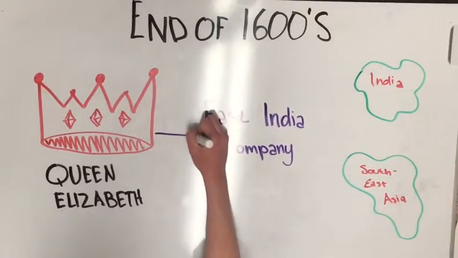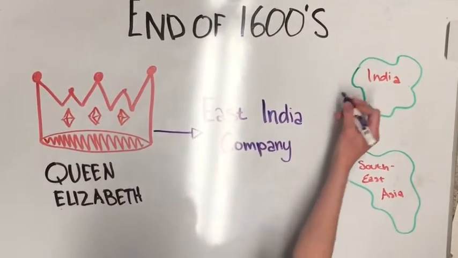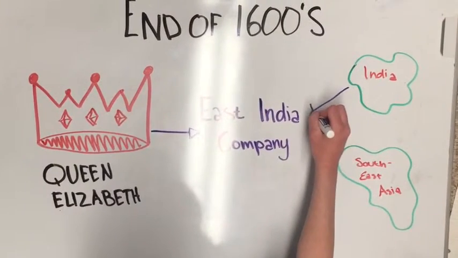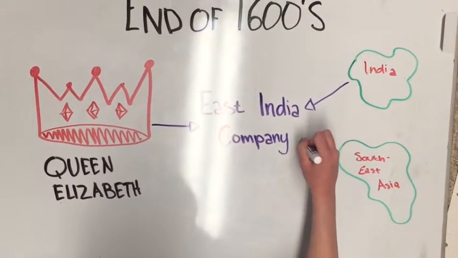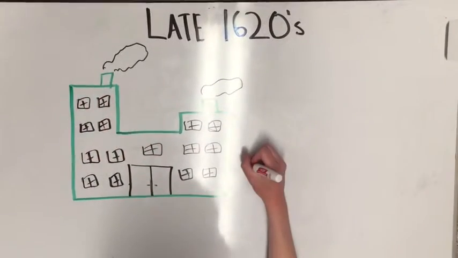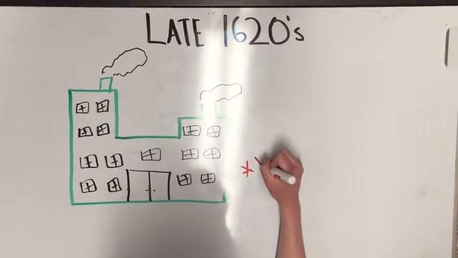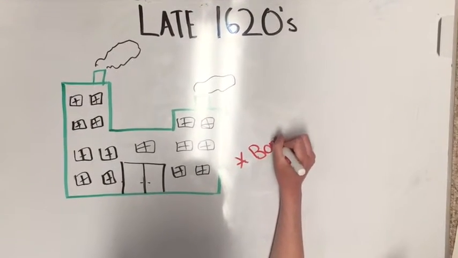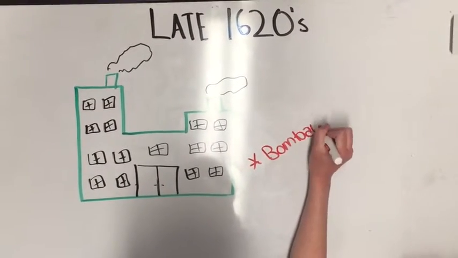At the end of the 1600s, Queen Elizabeth began to let merchants make a trade company to trade with East India, India, and Southeast Asia. This became the East India Company. In the late 1620s, a factory was built in Bombay. It became the headquarters of the East India Company.